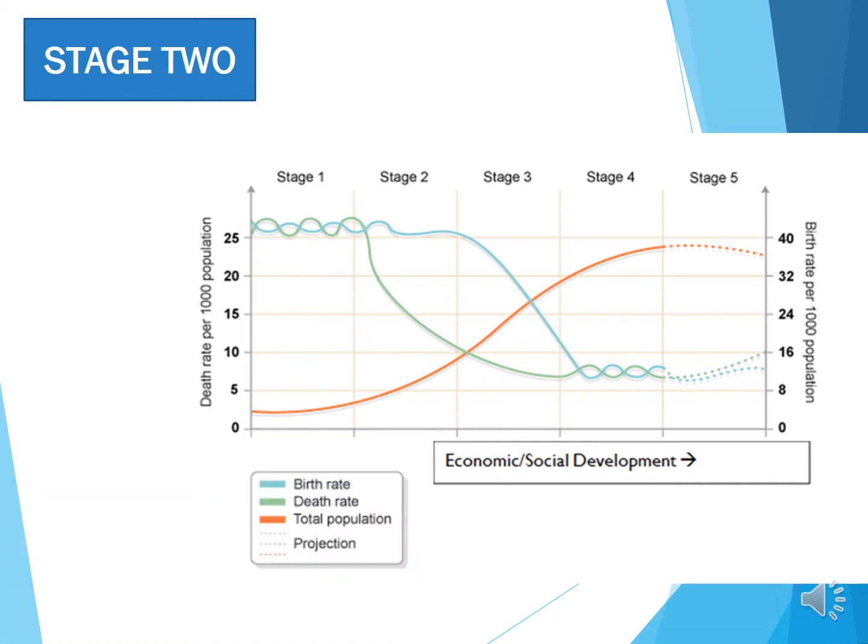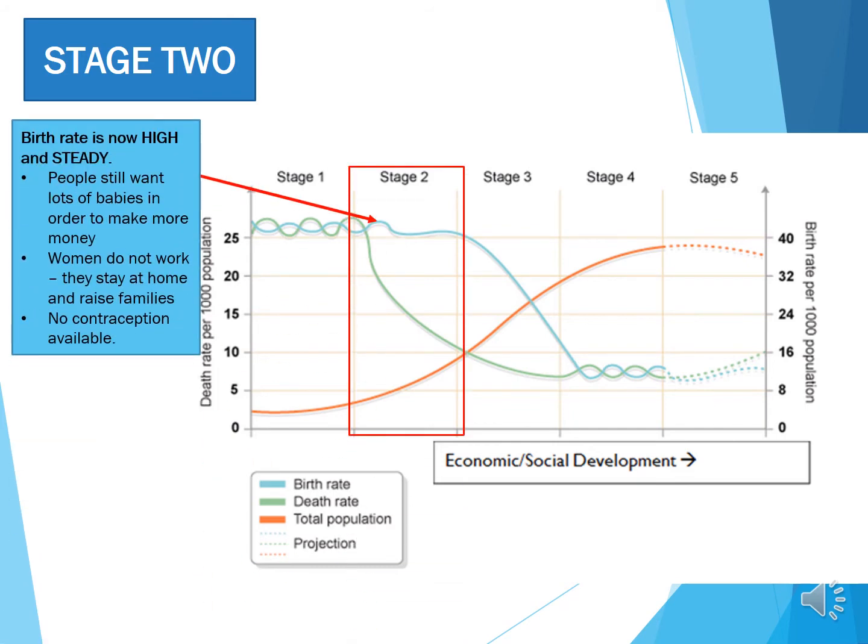Moving into stage 2, then, something quite dramatic happens in stage 2. The birth rate remains high and steady. People still want lots of babies in order to make more money. Women do not work. They are still at home as the family makers, as the homemakers. And also there's still no contraception available. So from that, we can see that healthcare and education is still relatively quite poor, especially focused around women.